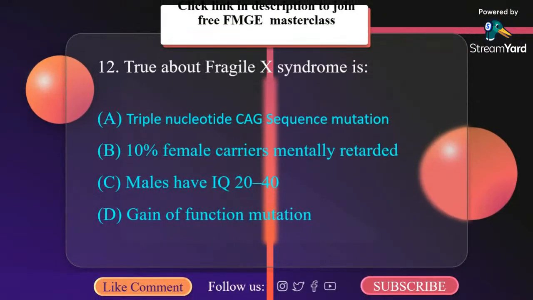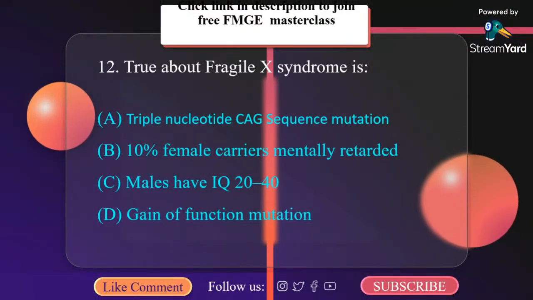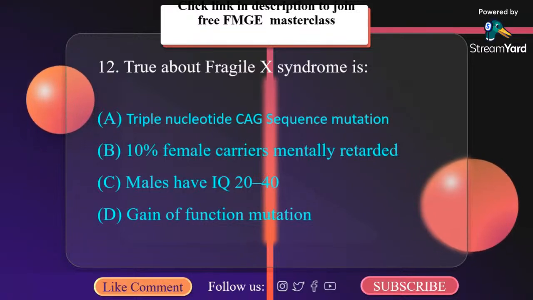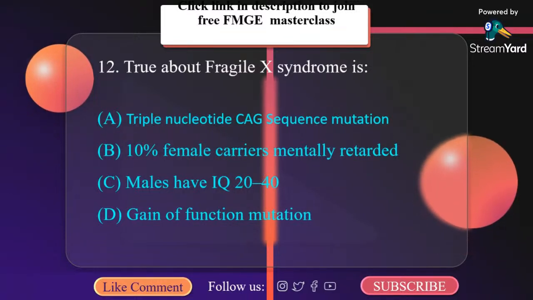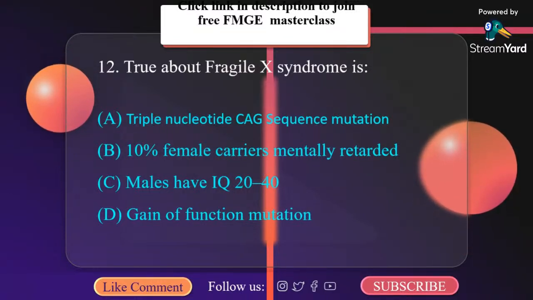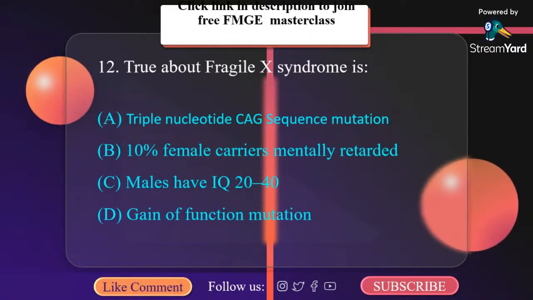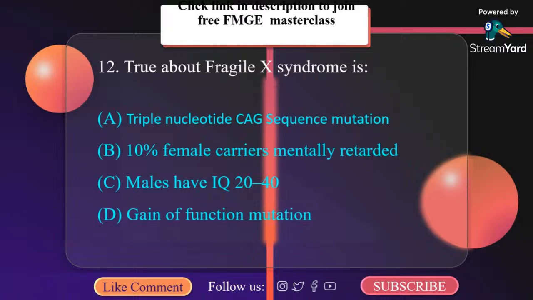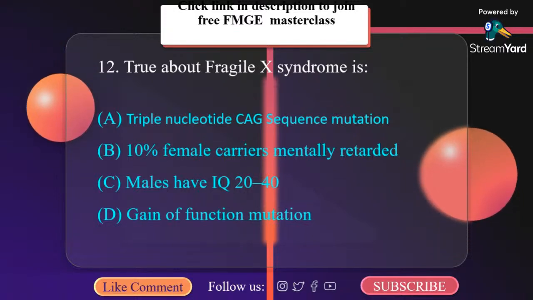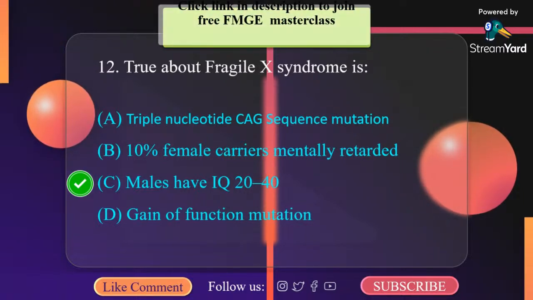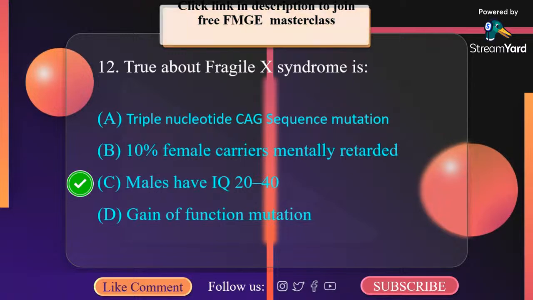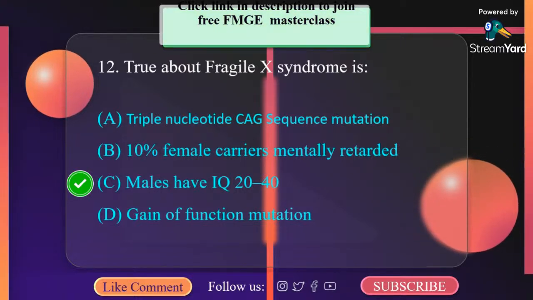True about Fragile X syndrome: a triple nucleotide CAG sequence. It is not CAG, it is CGG sequence. 10% female carriers are mentally retarded. This is not correct. Males have IQ 20 to 40. Yes, this is correct. Gain of function mutation. No, there is a loss of function mutation. So the correct option here is males have IQ of 20 to 40. C is the correct answer.